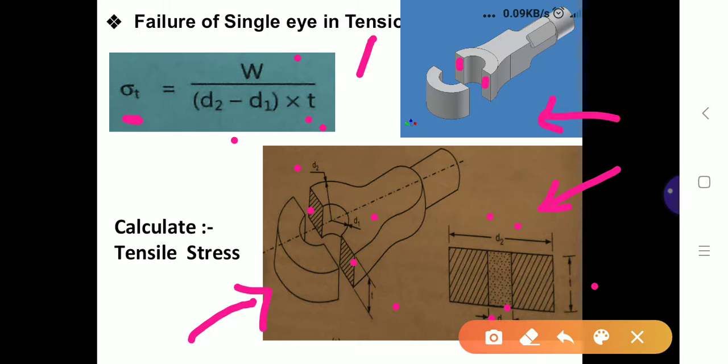From this equation we calculate the tensile stress or check whether this tensile stress is within limit or not. If it is within limit, then the design is safe. If it is out of the limit, then we need to improve the dimensions of this single eye.